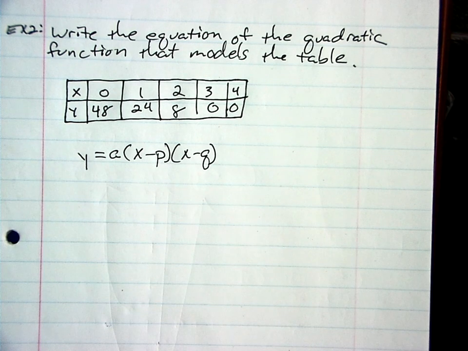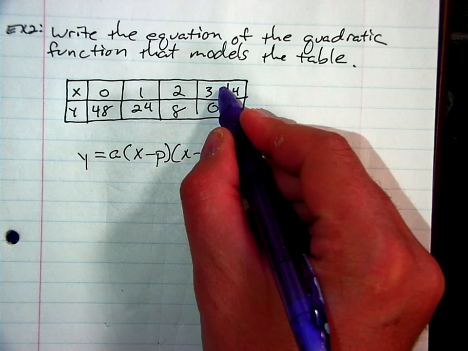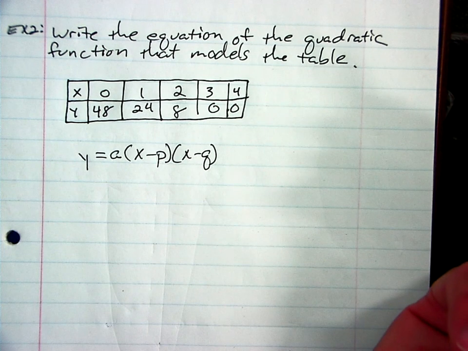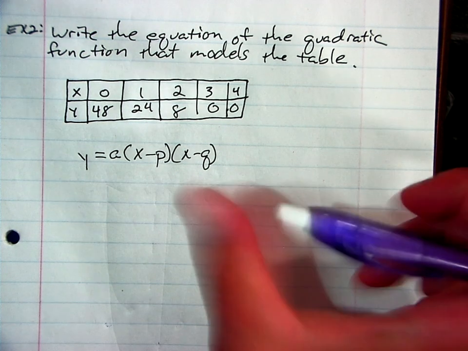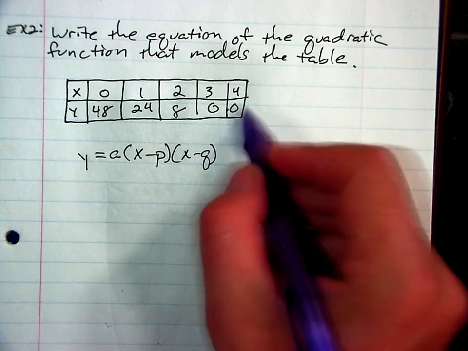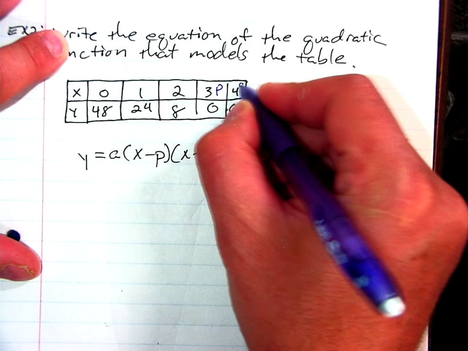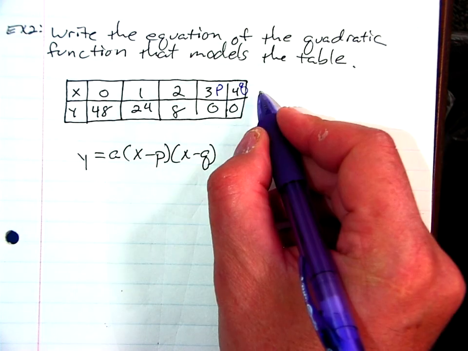So now what we're going to do is plug in. Notice how these are both zeros, so that means I went over 3 up 0, correct? So that's on the x-axis. Because it didn't give me the vertex, so I had no choice. But it did give me 2 x-intercepts. So this is going to be my p, and this is going to be my q. So we're going to replace the p and the q with 3 and 4.